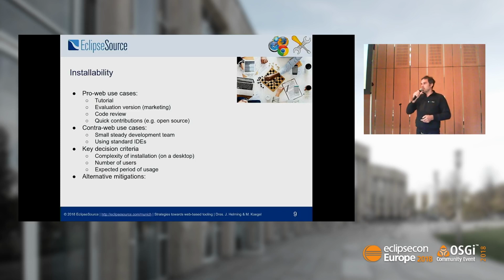What are alternative mitigations compared to a web-based solution? In many, many projects, it is possible to simplify the setup. That means make it easier to install the tool, the database, the runtime, or whatever. And if you would spend the money that you could spend on web-based tools on simplifying the setup, probably many, many projects would gain a lot in their installation process. And another alternative solution could be to automate your setup, for example, with tools like Eclipse Oomph.